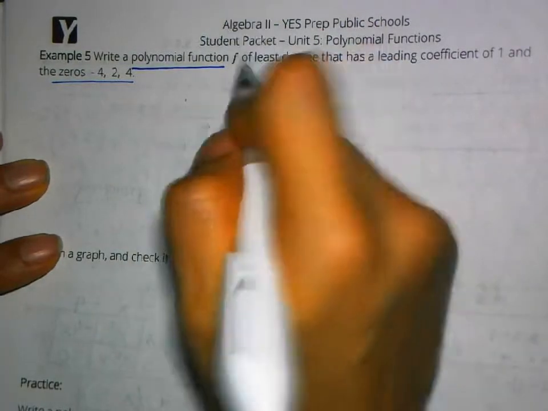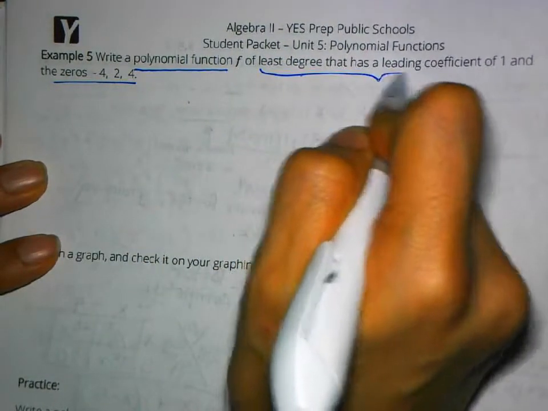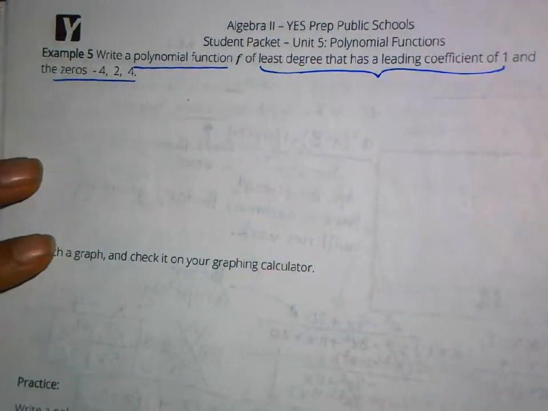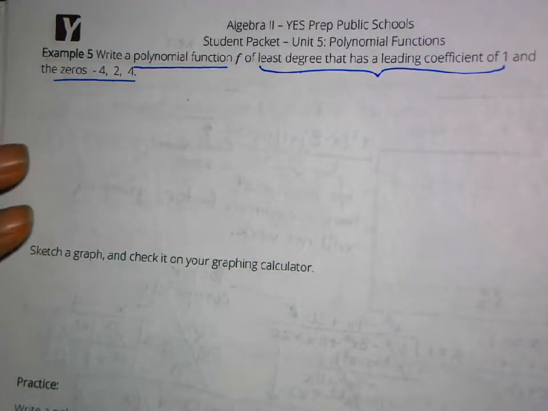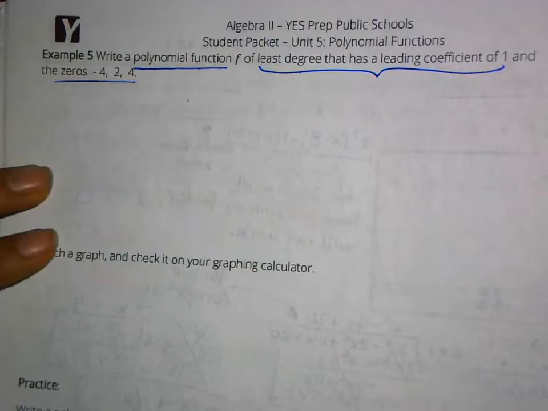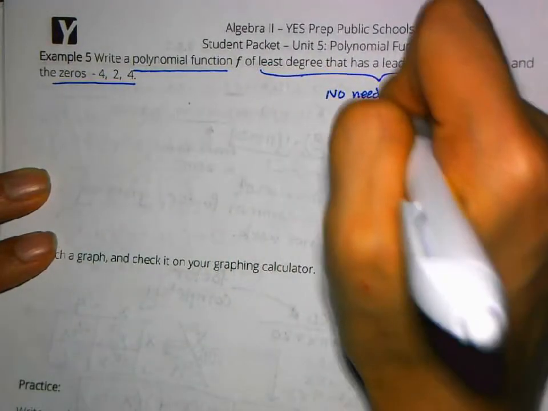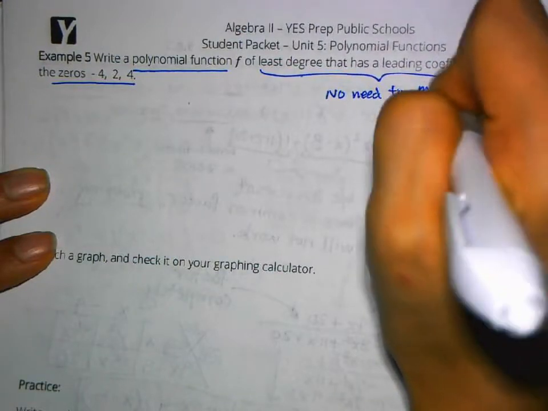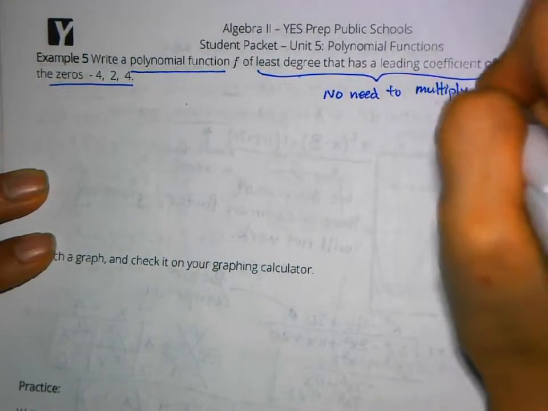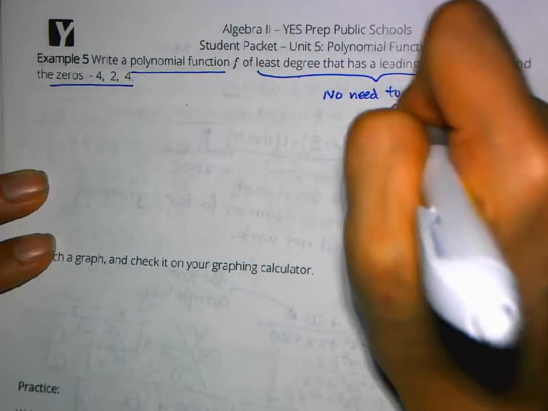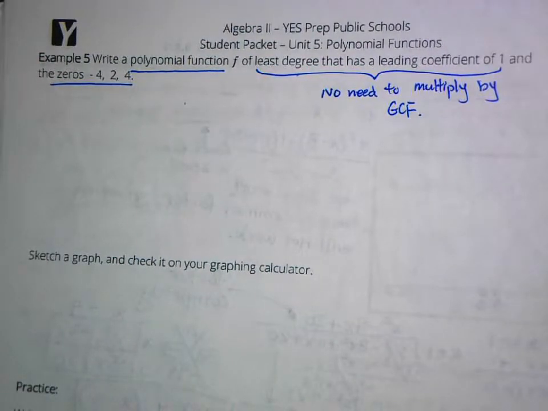coefficient of 1. This just means that I don't have a greatest common factor on this polynomial. So no need to multiply by a greatest common factor. That's all that means. Okay, so let's get started.